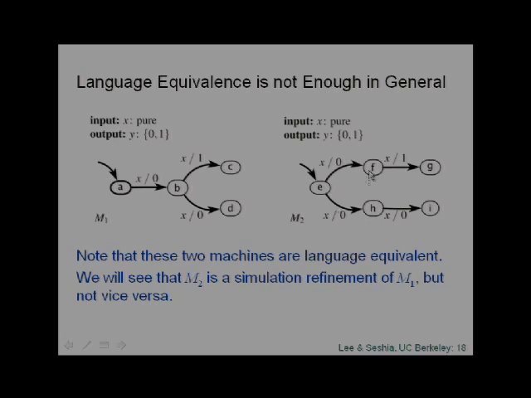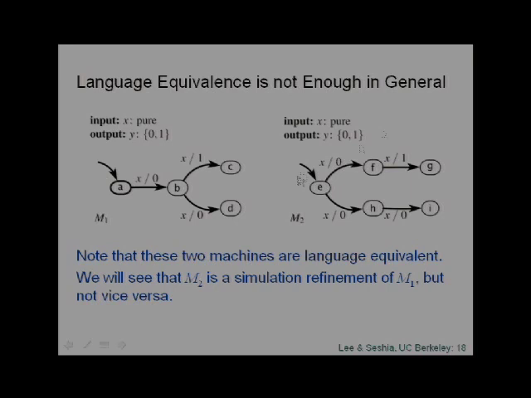Okay, so what's the language of M2? Same thing, right? You have again two paths. Along the top path E, F, G you have present 0, present 1, the same as the first sequence, and then you have present 0, present 0, which is the same as the second sequence. So they are language equivalent. L of M1 equals L of M2, but they are different in a certain way.